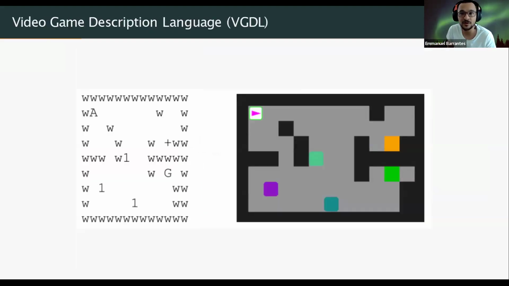The video game description language is in that competition that I mentioned before. It is a language that is used to describe video games. A game that uses this language consists of two files: a game description and a level description. Both are text files that contain information about the game. The one that was used for this research was the level description. That's the one that is shown in the image.